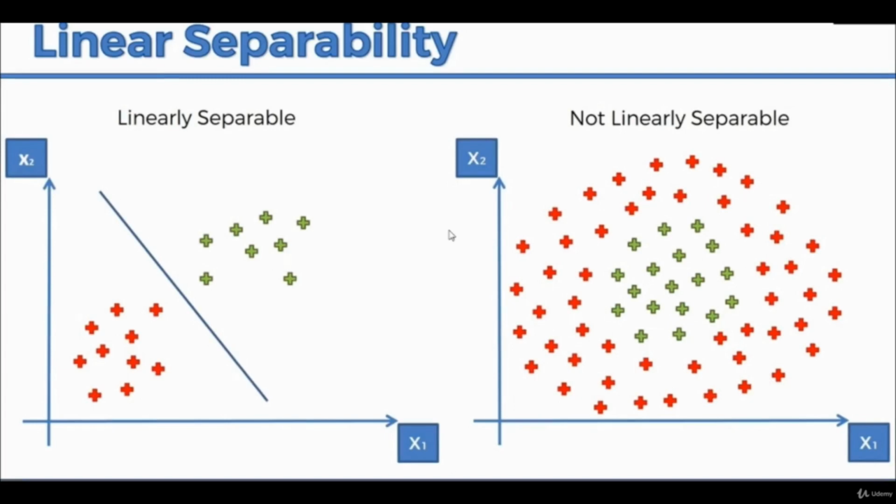Why is it? Because the data points on the right hand side are not linearly separable, and they need to be linearly separable. So there are various kernels. What they do is they try to make it linearly separable using their different approaches.